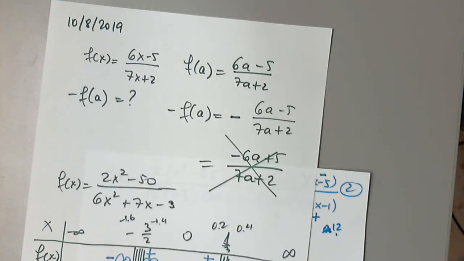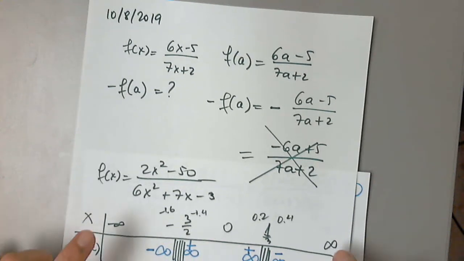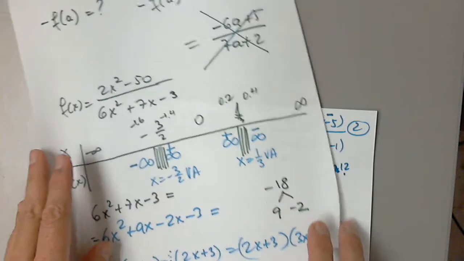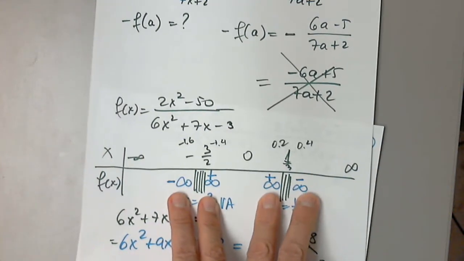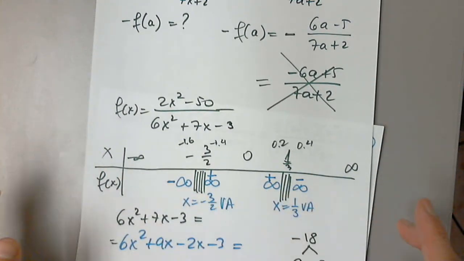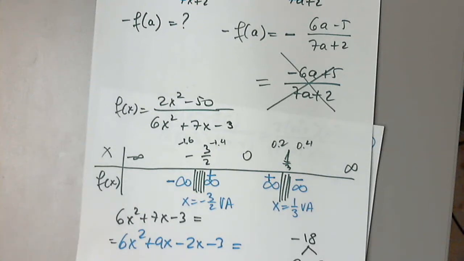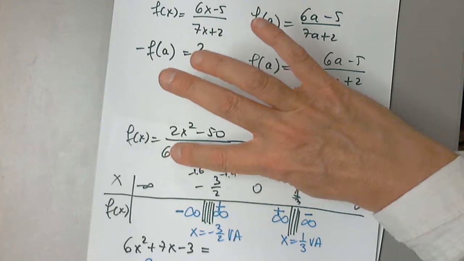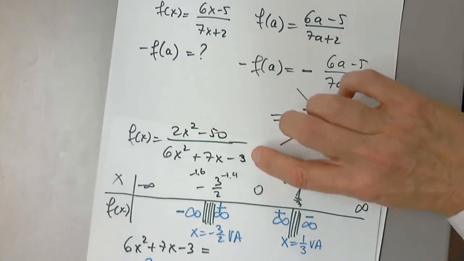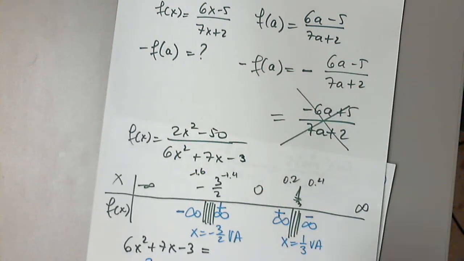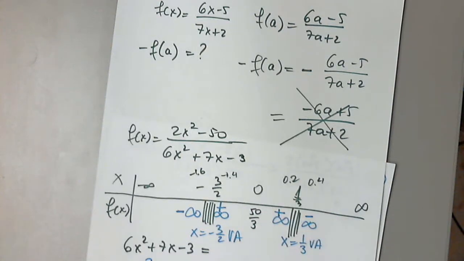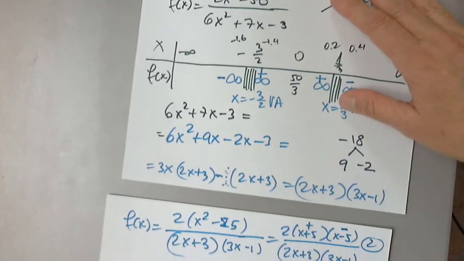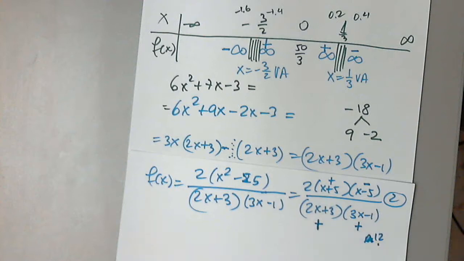Okay? So we determined a lot so far. We determined the domain. We determined the vertical asymptotes. We determined the behavior near the vertical asymptotes. So now I need the x-intercepts and the y-intercept. For the y-intercept, remember, 0, 0, 0, negative 50 over negative 3. 50 over 3. For the x-intercepts from here, you can determine them immediately.